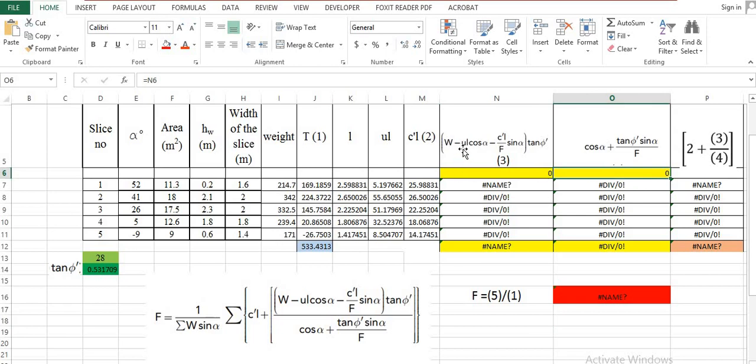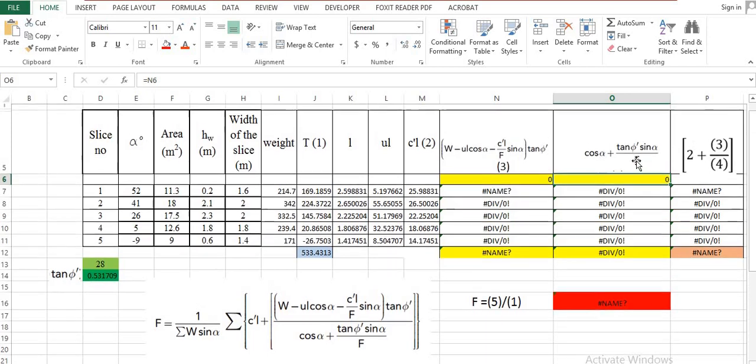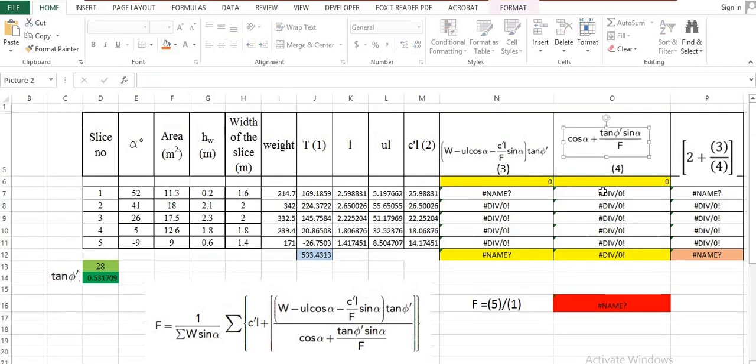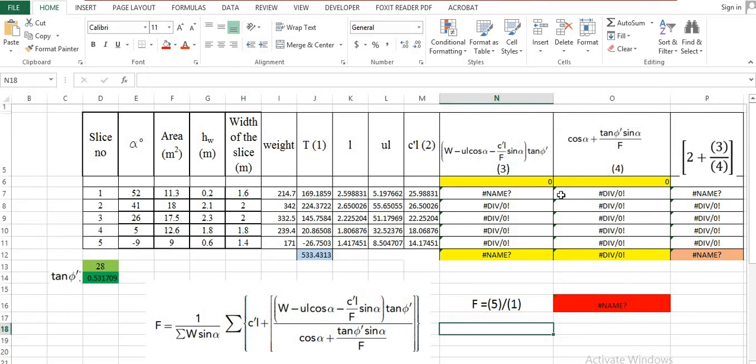So you can see I have given numbers, right? This T, this part W sin alpha, sigma W sin alpha, that is T, I have given a number 1, and C dash L number 2, right? And this part is number 3, and this part should be number 4, right? So you can see this whole part is 2 plus 3 over 4, that is here in this column, right?